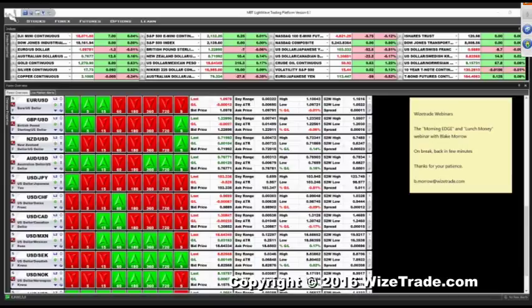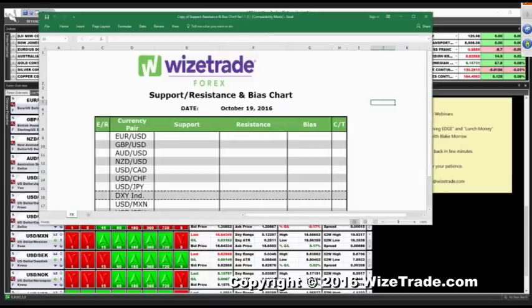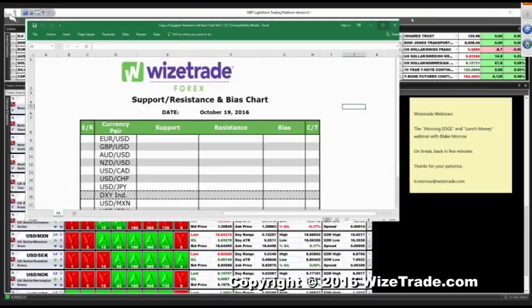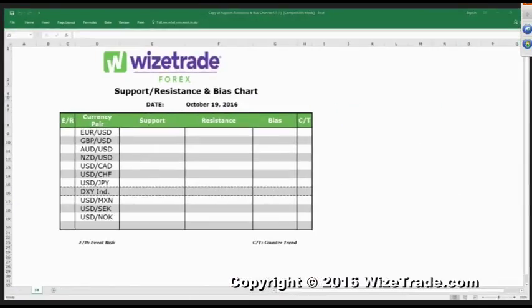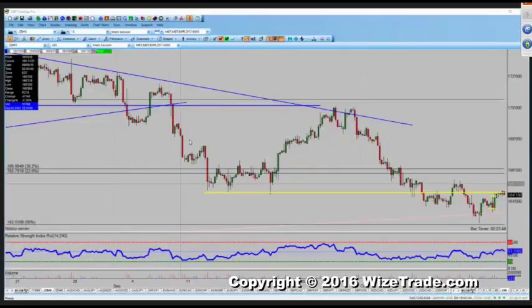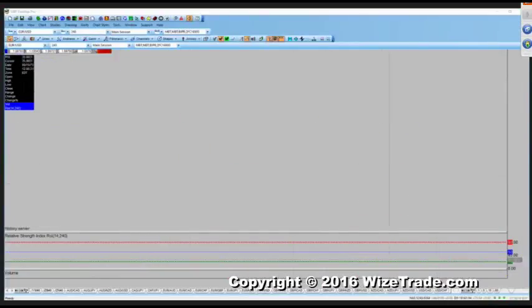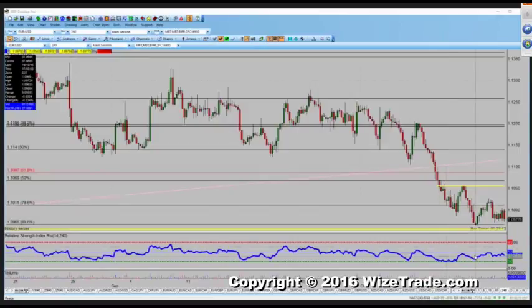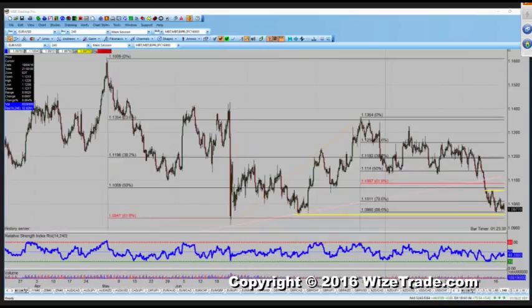I'm going to get our bias chart together, and we're going to start our analysis. We'll start with the euro dollar. Obviously, it's trading a little weaker this morning. We were just pushing into new lows, but nothing to get too terribly excited about. The only thing that I have to point out about the euro dollar is it's just weak.